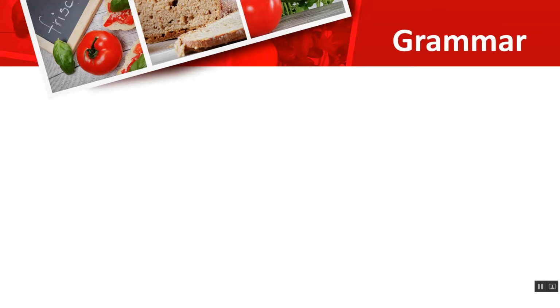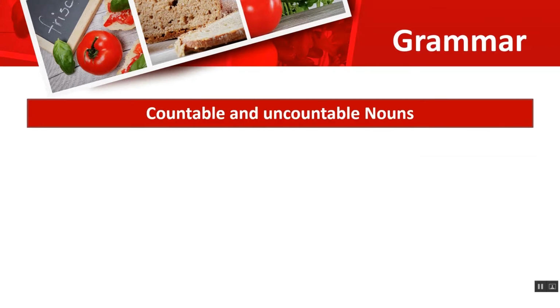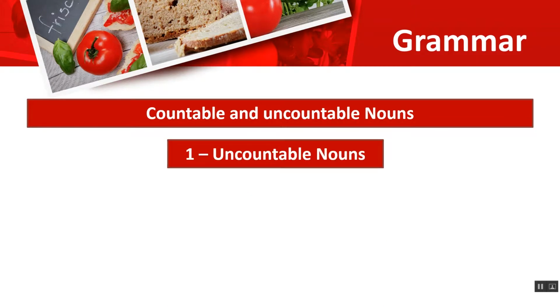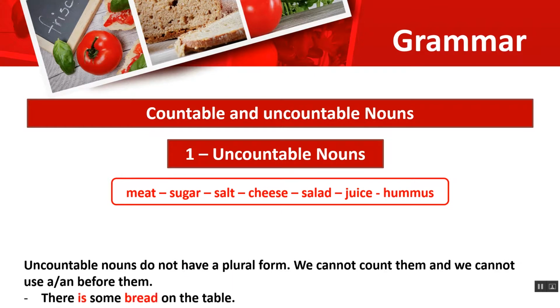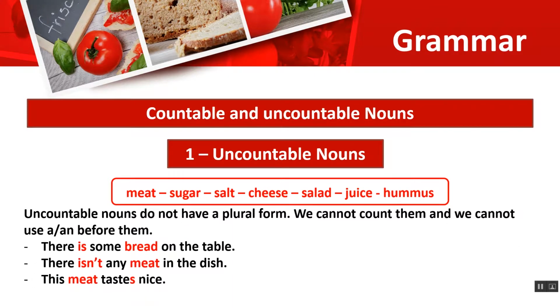And now time for grammar. And today's grammar is about countable and uncountable nouns. Let's start with uncountable nouns. We have some uncountable nouns like meat, sugar, salt, cheese, salad, juice, hummus. Uncountable nouns do not have a plural form. We cannot count them and we cannot use a or an before them.